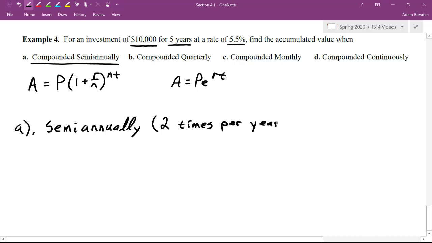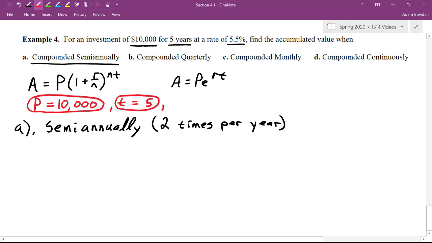So we're going to use that information now to figure out the interest and the money and everything put together. So let's start out with the letters in our formula, starting with P. Again, P stands for principal. That's the initial amount invested, $10,000. T stands for time. In this case would be 5 years, so T is 5.